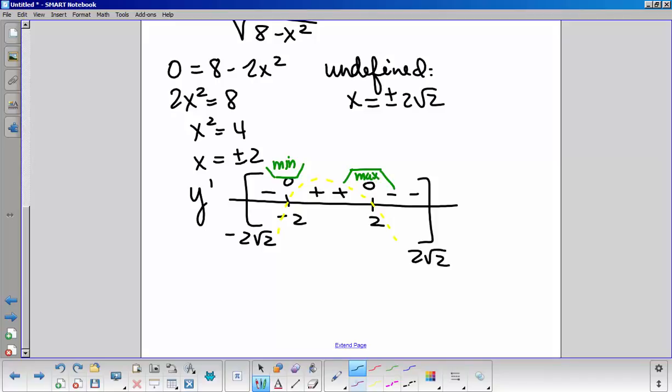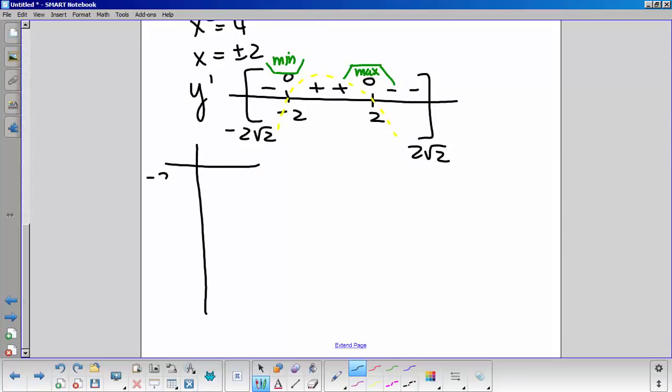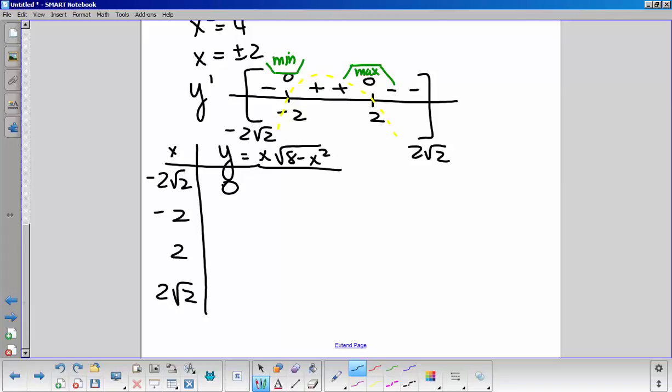Now they want to know about extrema, right? So what goes on our chart for absolute extrema? Negative 2 root 2, negative 2, 2, and 2 root 2. And here I'm going to put y, which is equal to x root 8 minus x squared. So what happens when I plug negative 2 root 2 in the original function? You get 0. Good. What about 2 root 2? 0. I just put the endpoints because I knew they were 0. Easy, right? Negative 2 you get negative 4. 2, positive 4.